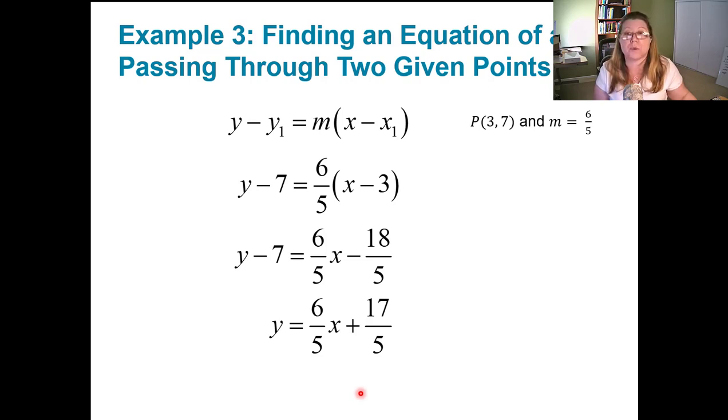Always, when you're given 2 points, it's a 2-step problem. Find the slope, then use the slope and one of the points in the point-slope formula to find the equation of a line.